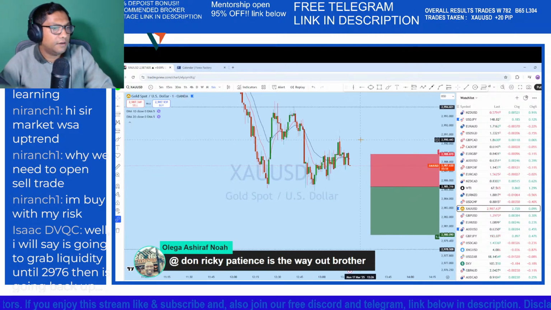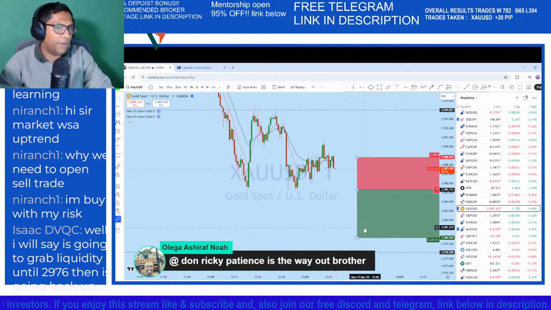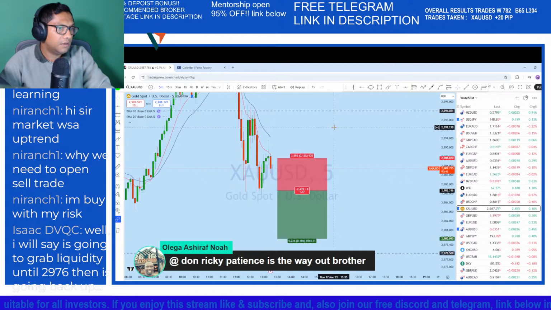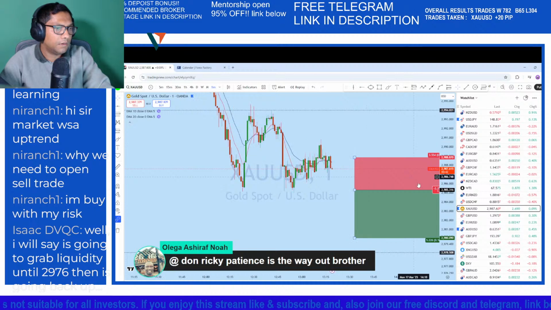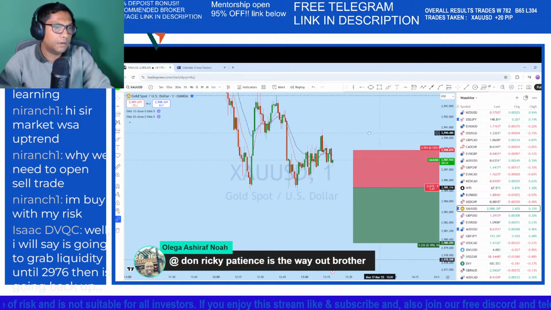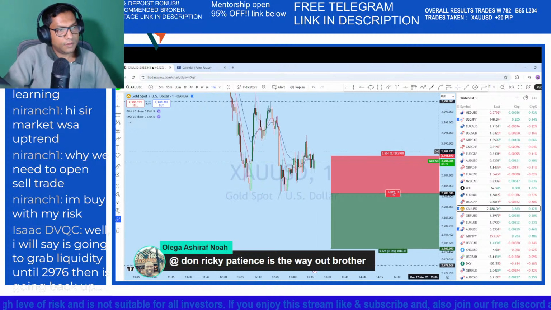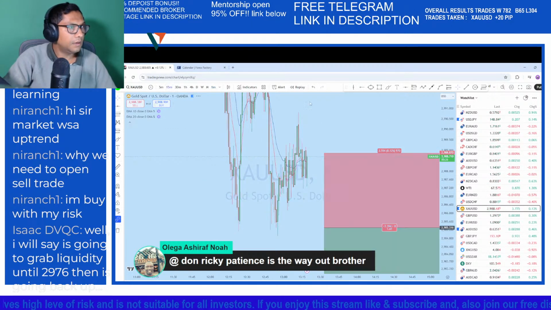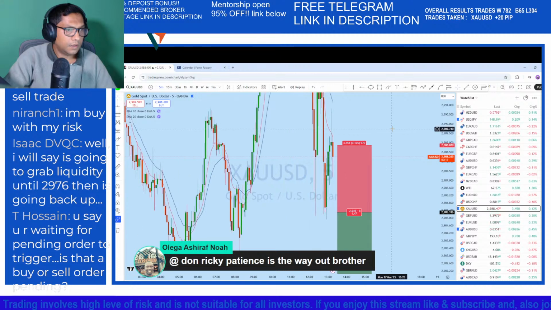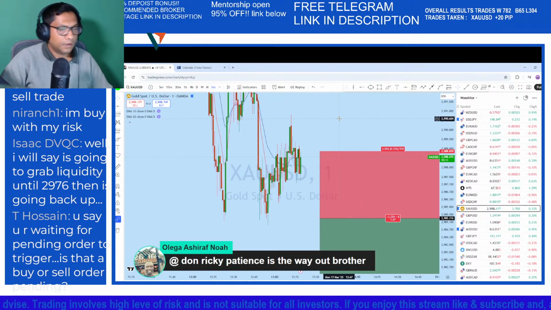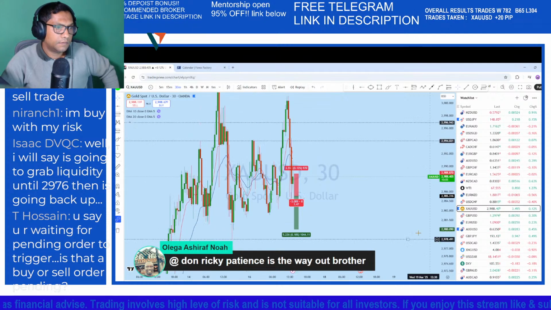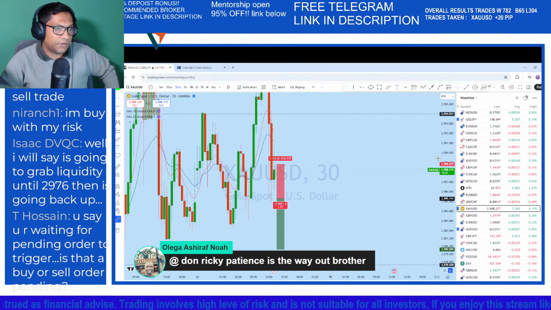And as you can see here, slowly it's trying to form a bearish trend, but it's still not fully organized for the bearish move here. As you can see, getting some rejection.